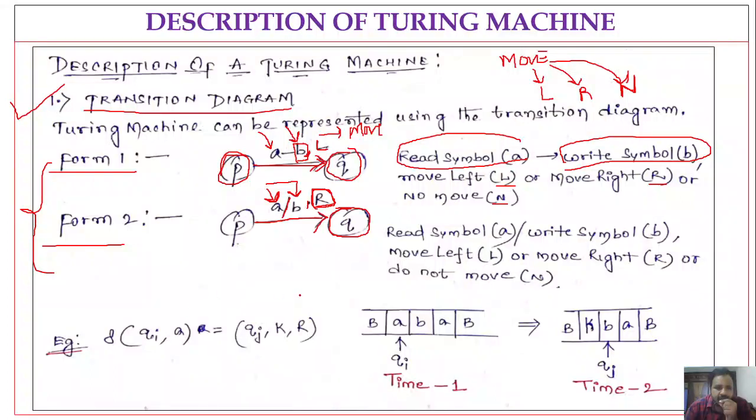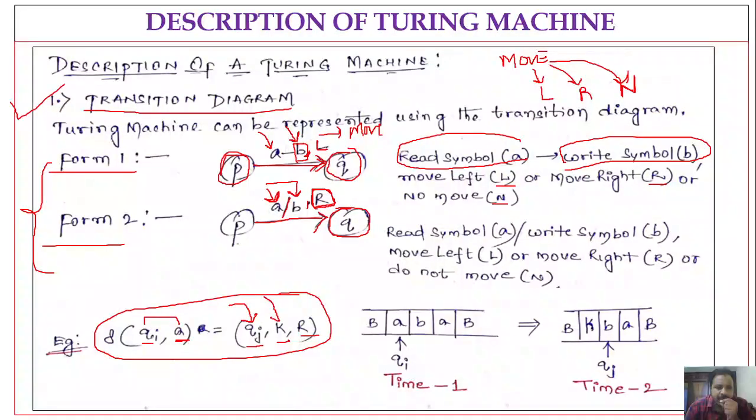And next, if you see the transition function here, I have delta of qi comma a. So the transition function delta maps the current state and the input symbol. Here I am considering delta of qi comma a will give qj comma k comma r. So what it means: in qi, if you process small a, it goes to the qj state, and small a is replaced by k, and the tape head will move one position towards the right. So this is how we are representing it.